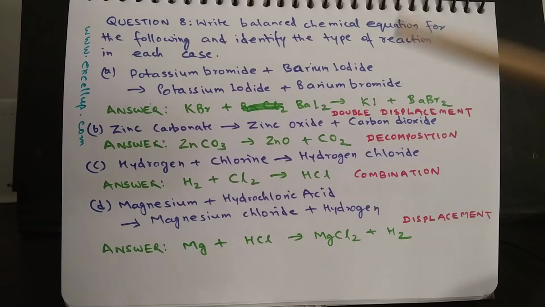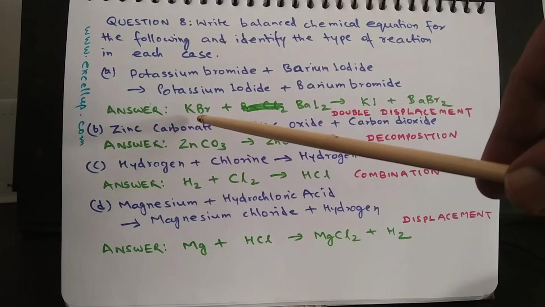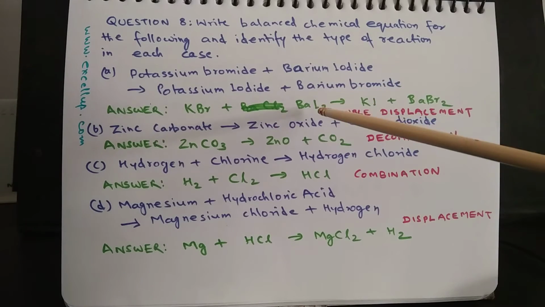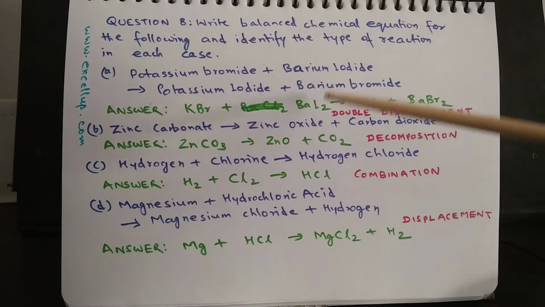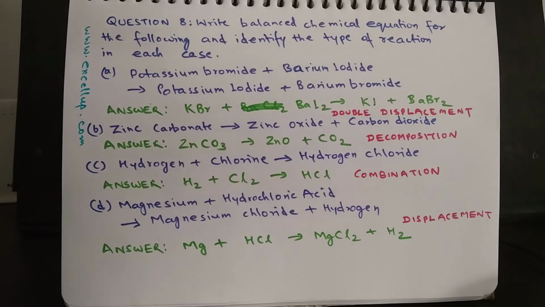So what is happening here is that bromine is displacing iodine from the barium salt and iodine is displacing bromine from the potassium salt. So double displacement is taking place. This is an example of a double displacement reaction.